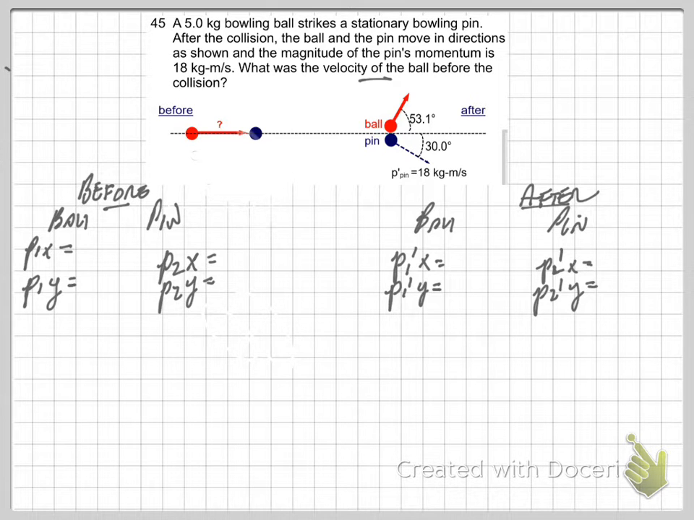So I populated this a little bit. We want the velocity of the ball before the collision, so that would be V1. We know that the ball does have a momentum in the x direction before, but we just don't know what it is. In the y direction it's going to be 0. And the pin is not moving at all initially, so that's 0 and 0. The ball, all we have is an angle. We can't do anything with that.